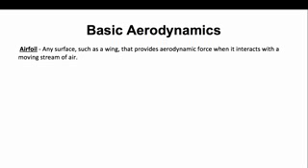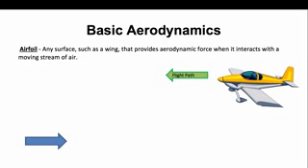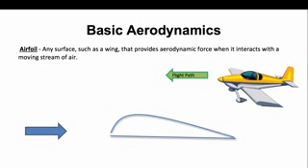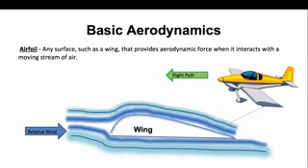An airfoil is any surface, such as a wing, that provides aerodynamic force when it interacts with a moving stream of air. When given a flight path and an opposite relative wind, it's important to remember that the airflow over the surface of the wing will have a higher velocity than the airflow under the wing. It's also important to note that the circulation of the airstream about the airfoil is an important factor in the generation of lift.